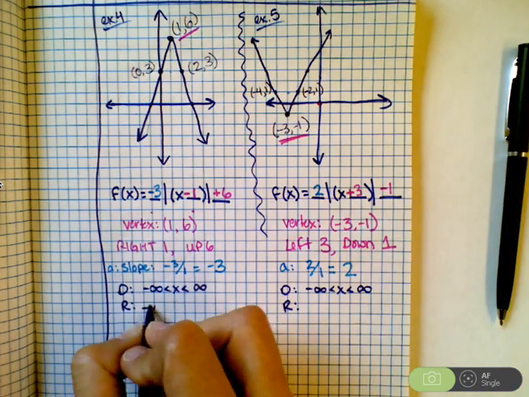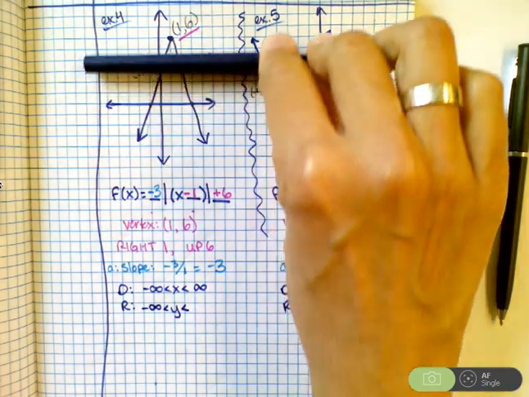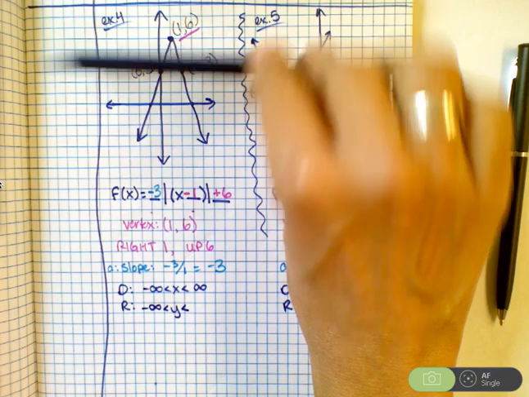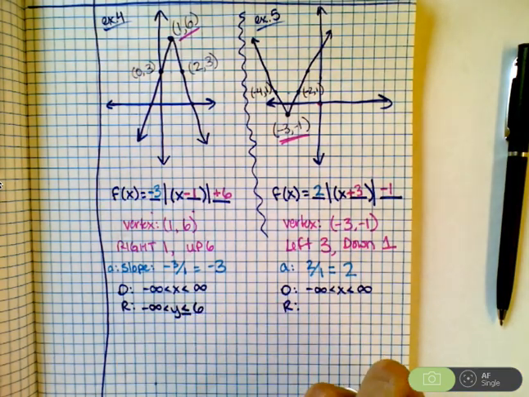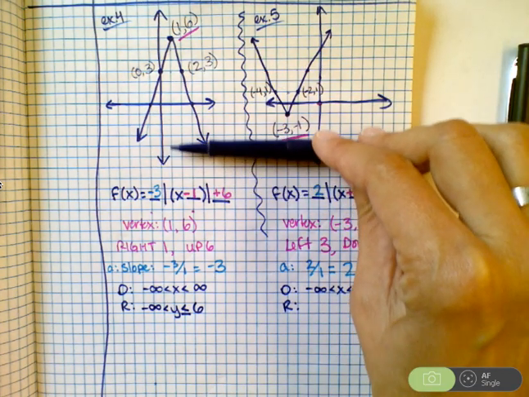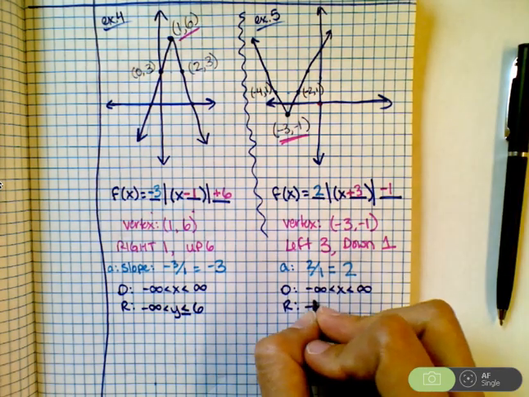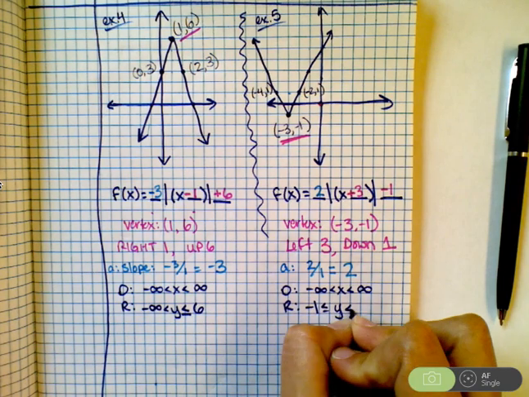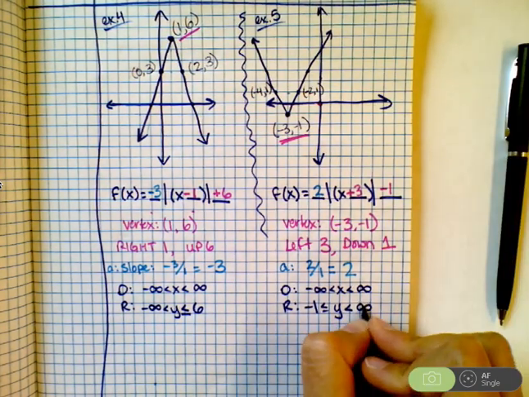Range, if I look at the graph of this one, it's going down forever, so my range is going to start at -infinity. And if I look, it stops right there at 6. So my range goes up to and includes 6, but doesn't go past it. And my range for my other one, if I come from the bottom, starts right there at -1, less than or equal to y, less than positive infinity, with arrows at the top.